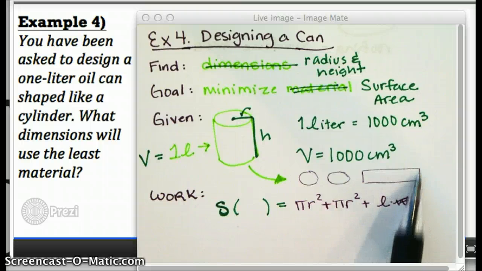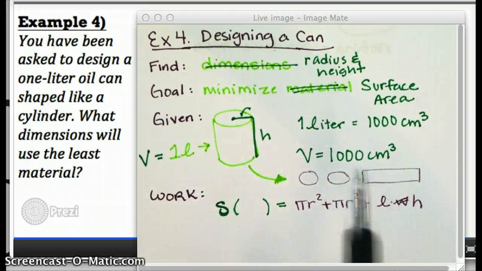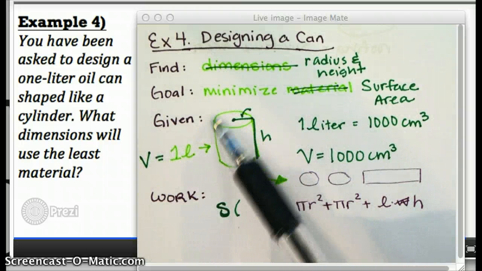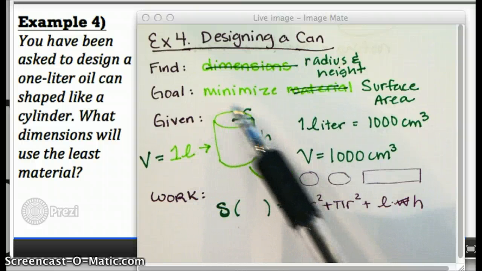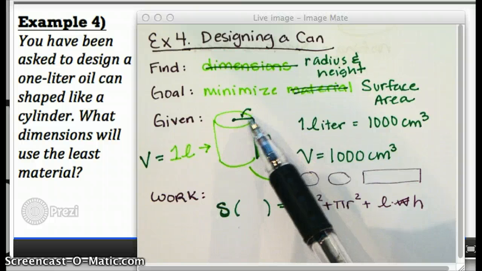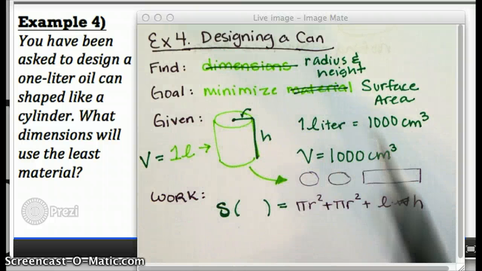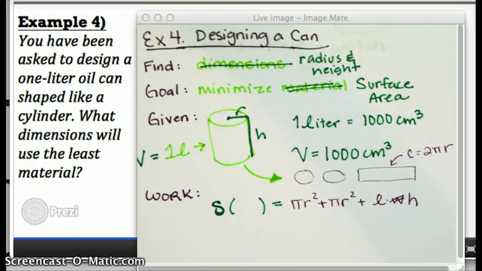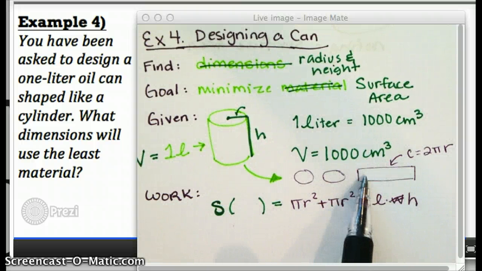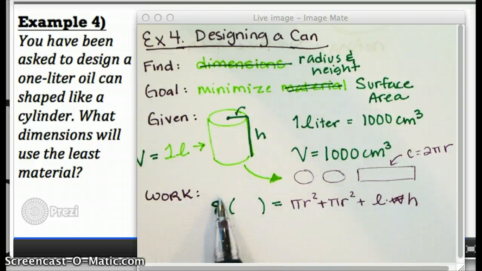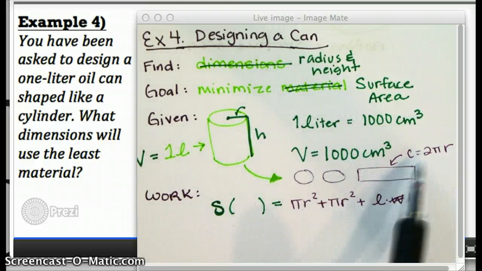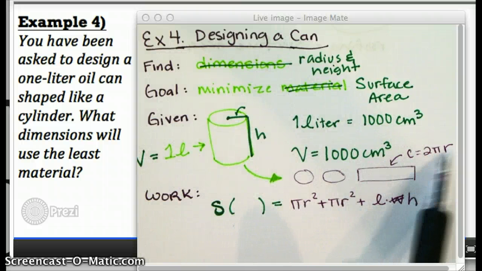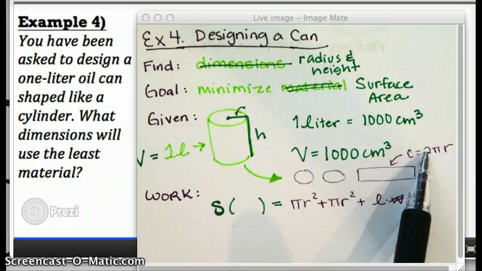The length of this rectangle is the distance all the way around the can. In other words, it's the circumference of the circle. And we know what that is. The circumference of the circle is 2 times pi times the radius. So the length of this rectangle, whose surface area I'm trying to calculate, is the same thing as the circumference. And I'm going to replace L with this expression right here. You might see why I'm doing this.